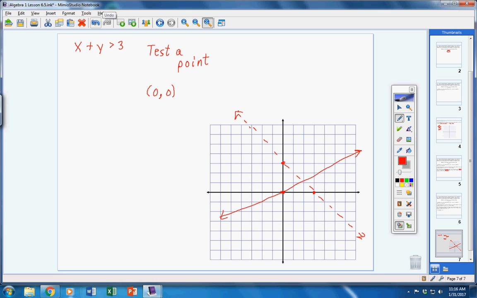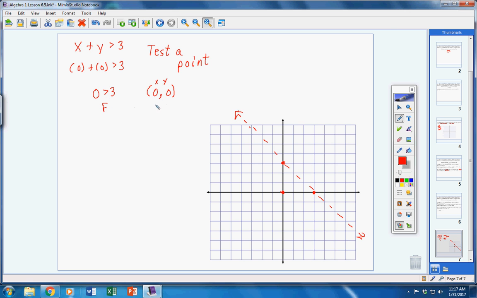So having said that, because 0, 0 does not lie on this line, I can use this point, so I'm going to test this point. So here's my x, here's my y. Now watch what I do. Take some notes on this. I put a 0 where the x is. I put a 0 where the y is. And let's see if I get out a true or false statement. 0 plus 0 is 0. So I get 0 is greater than 3. 0 is greater than 3. That's false. That's not true.